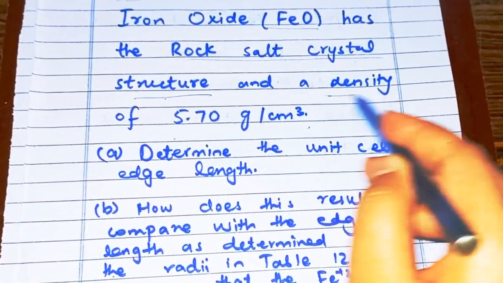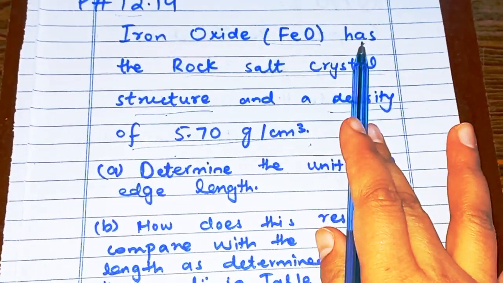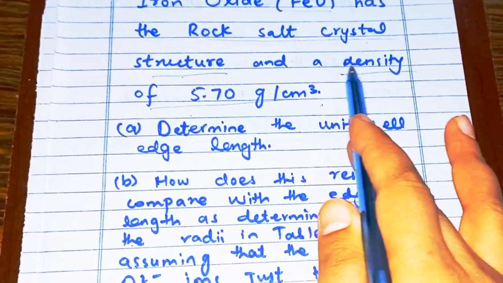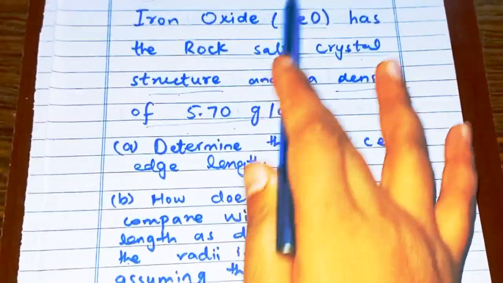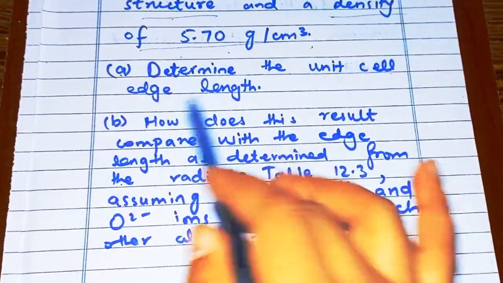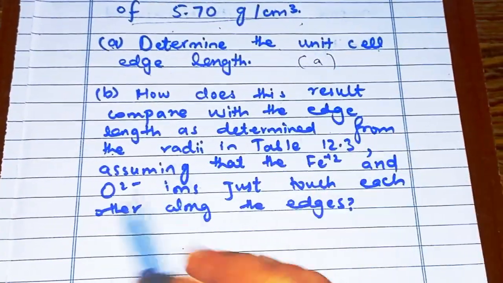So we are given the density. Now let's see what we need to calculate. This is the system that we are given: rock salt structure like NaCl and this density, and it's ferrous oxide. In part A, we need to determine the unit cell edge length, which is actually a, the lattice parameter. We need to calculate the lattice parameter.